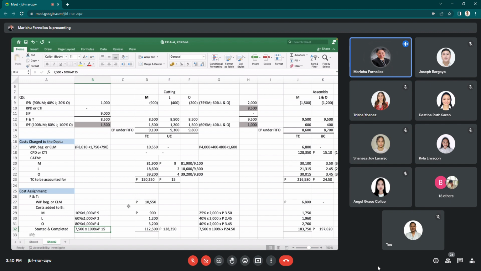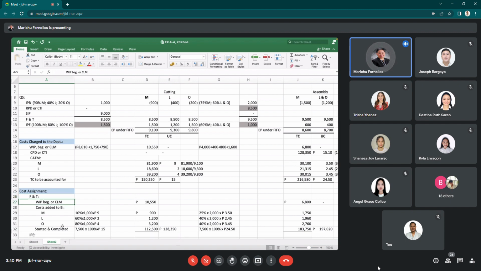So, times the unit cost to be accounted for, then you will get the value for the started and completed, 112,500. So, cost last month plus the cost added this month to your beginning inventory, these three, then plus the costs added to the units started this month and completed also this month, 112,500. That gives you a total of 128,350, which is the value assigned to F&T.